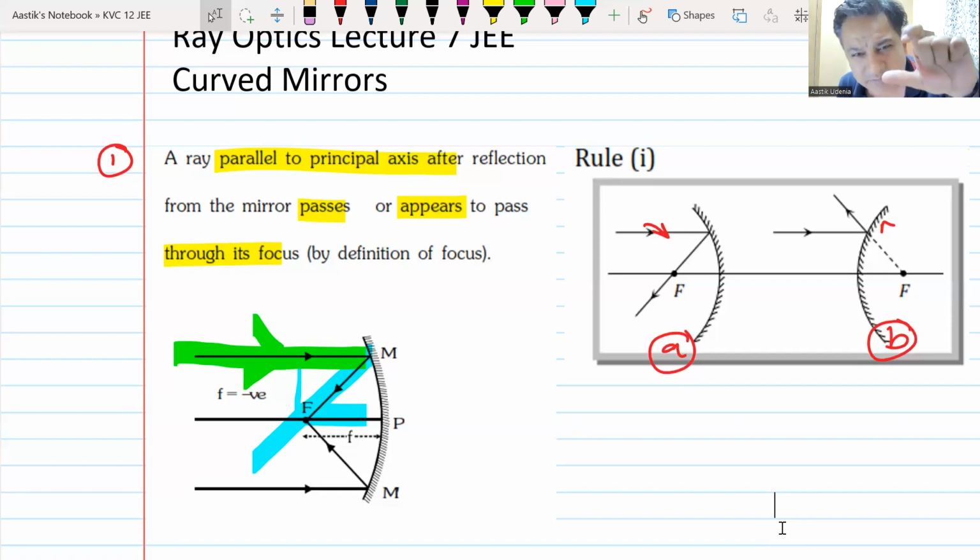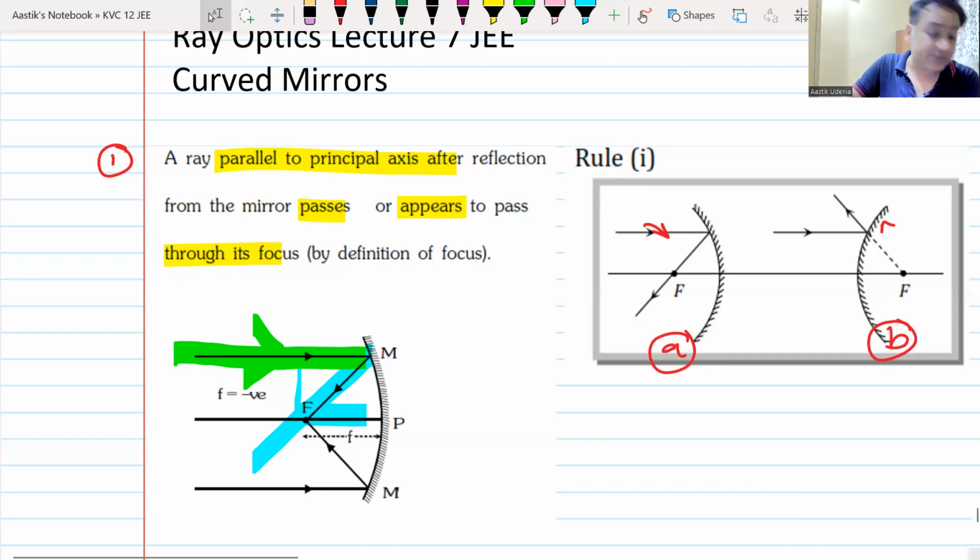The aperture of the mirror should be small and the rays must be paraxial. Then only it will pass through the focus. Will you remember this? I told you two conditions. In JEE Advanced, you might get a question where instead of paraxial rays, they might give you marginal rays. Then remember, it is not going to actually pass through the focus. I will show you from where they will pass. Have you written this? Yes or no?